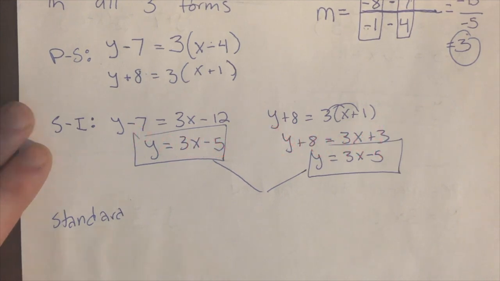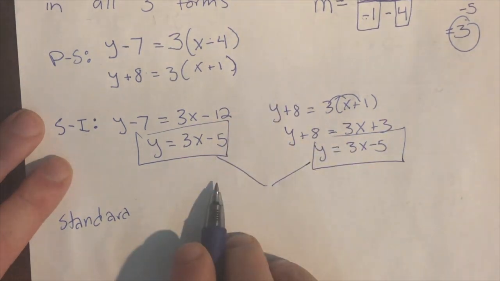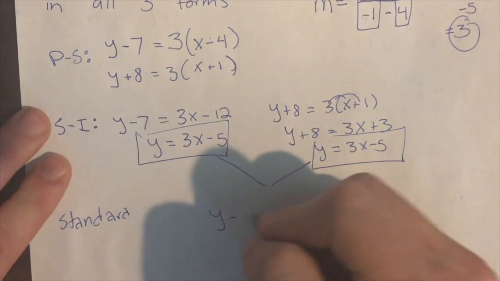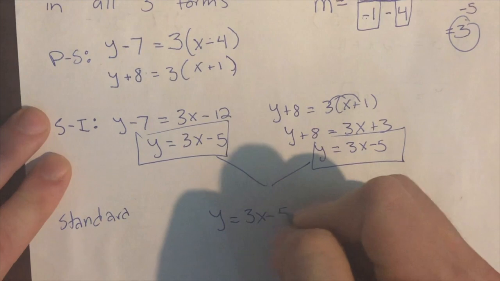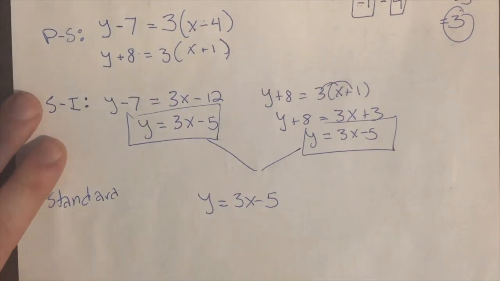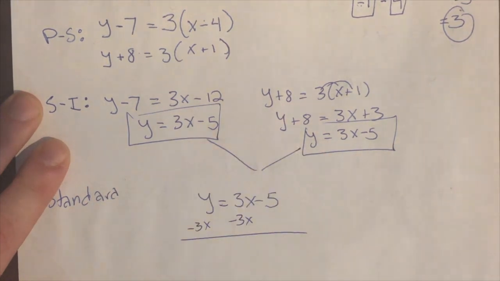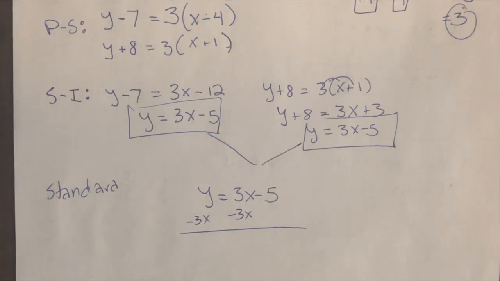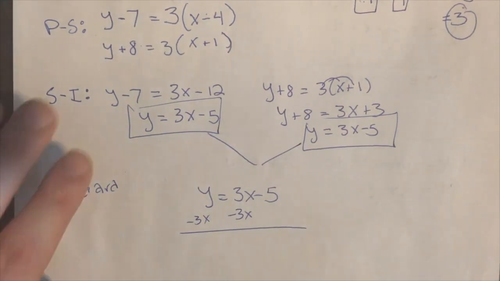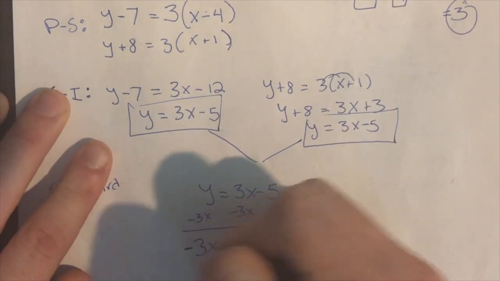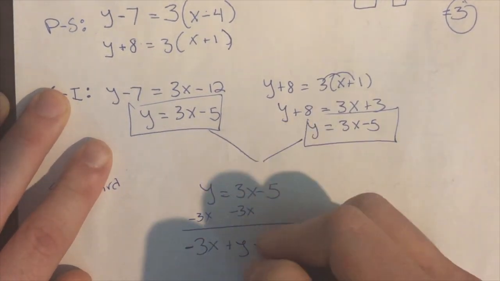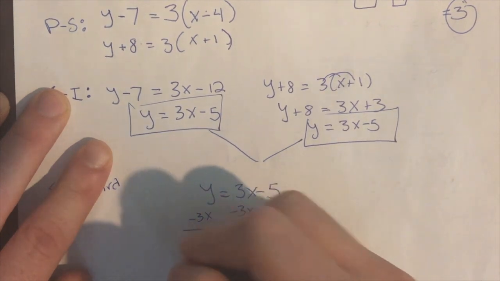All right, here we go. Last but not least, standard form. So what I want to do is, here's my starting point, and I want to get the x and the y together on the same side. So what I do is minus 3x, minus 3x. Now remember, which letter do I put first? I put my x first. So I go negative 3x plus y equals negative 5.